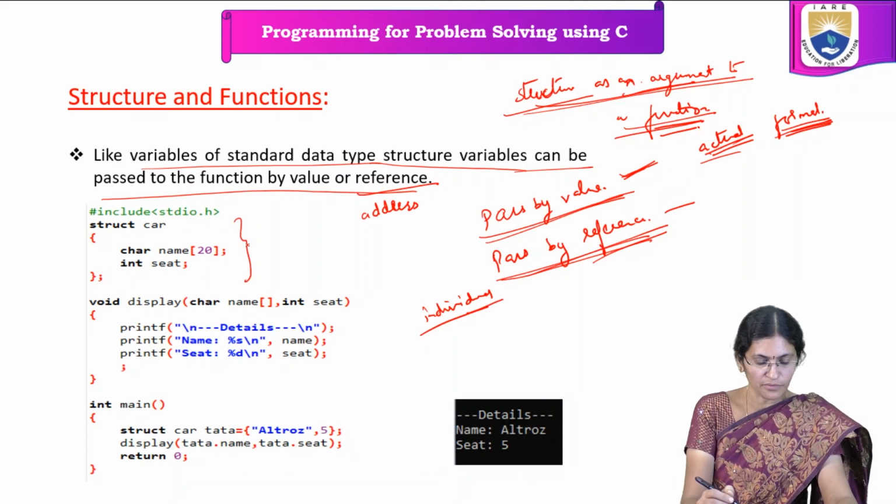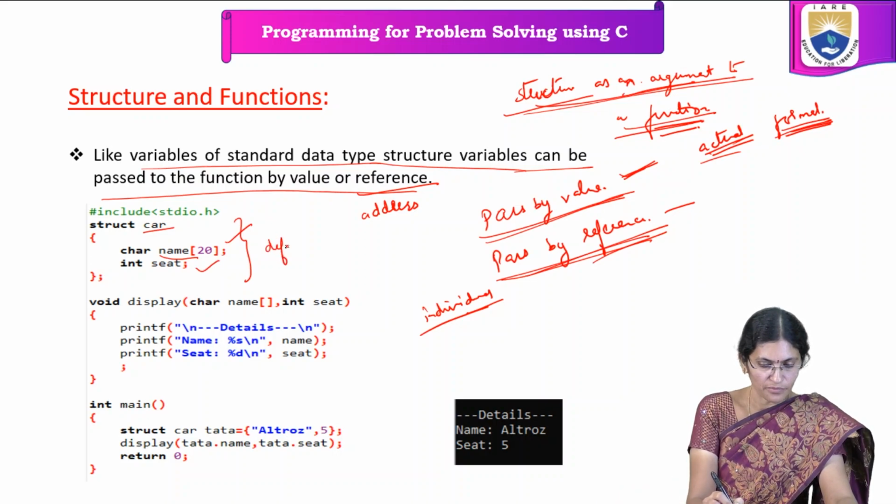This is a structure definition. The name of the structure is car. It has two members. The first member is an array of characters. The second member is an integer type. This is the structure definition.